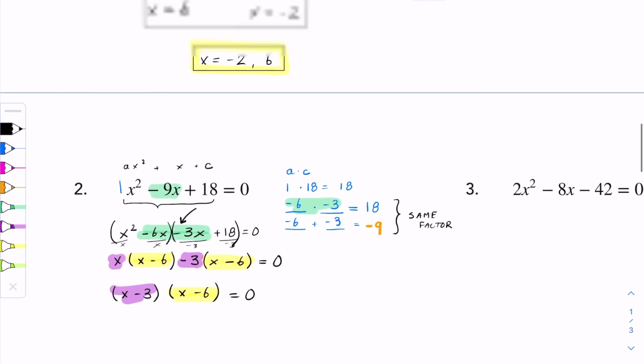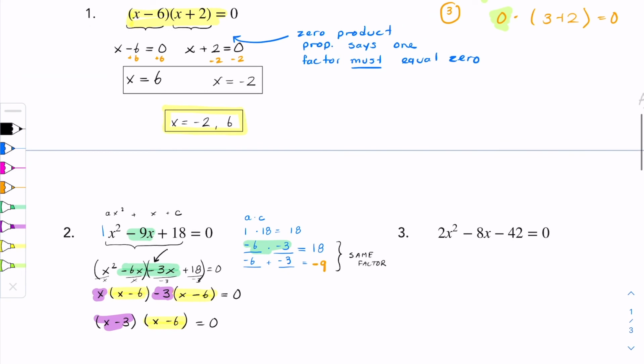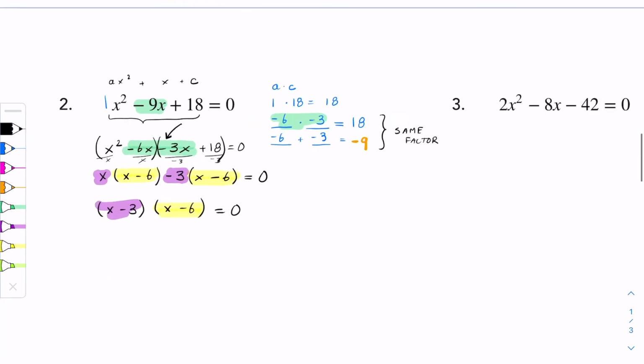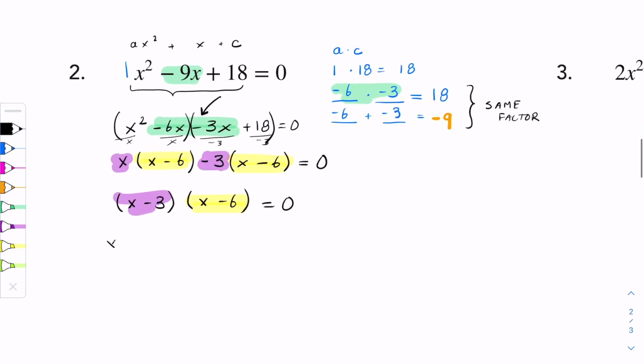Now we're at the same spot that we were at on the first problem, but the first problem already gave you this step. So we have two factors. We need to set each factor equal to 0 and solve. We have x minus 3 equals 0. X equals 3. I'm sorry, I don't know why I said that. X equals 3. We get that because we added 3 to both sides.